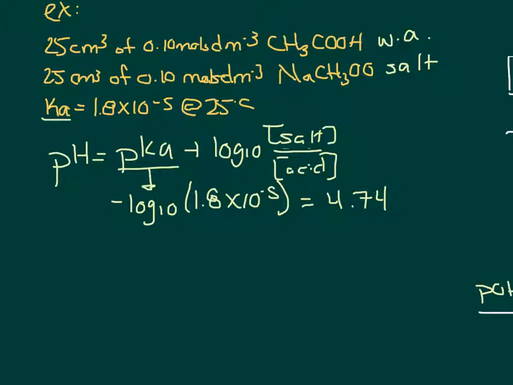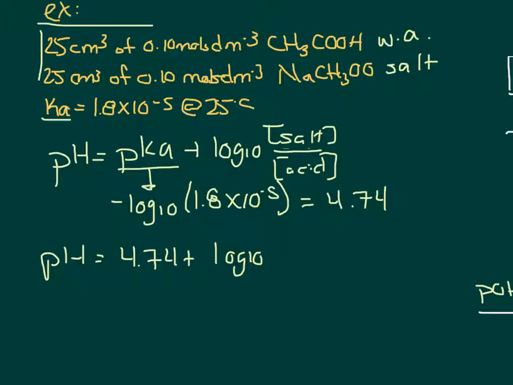Now we can enter in this information. pH equals 4.74 plus the log base 10, because all our information is appropriate up there, same concentrations, same volume. It is a 1-to-1 ratio, which when you take the log base 10 of 1, you get 0. Therefore, our pH equals our pKa of 4.74. And that shows you that our buffer solution runs at a pH of 4.74, and that is what it's being designed for.